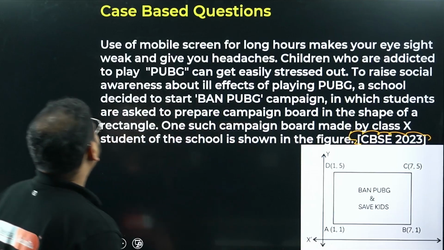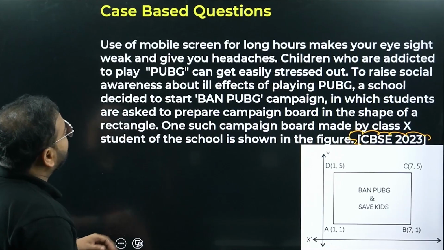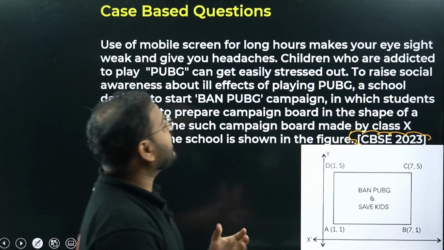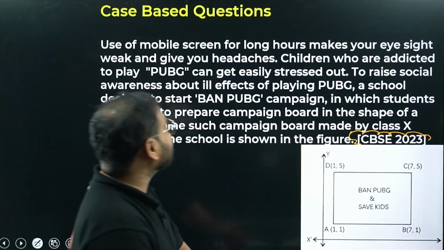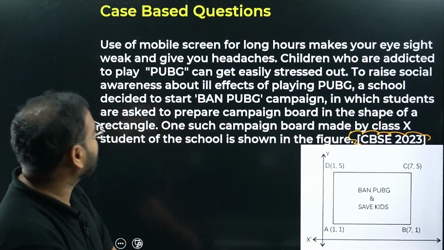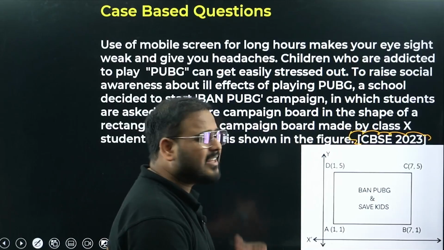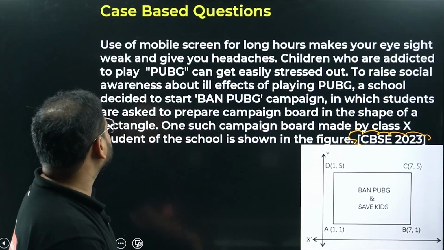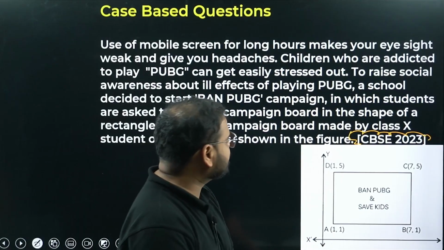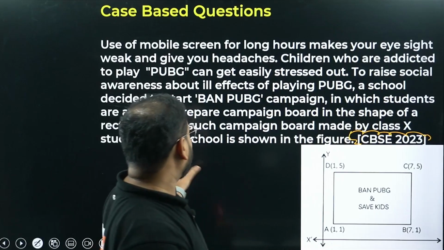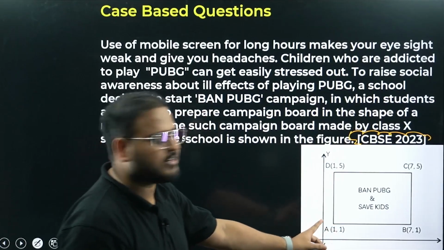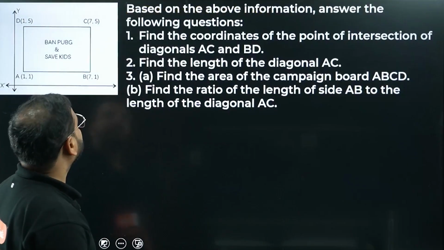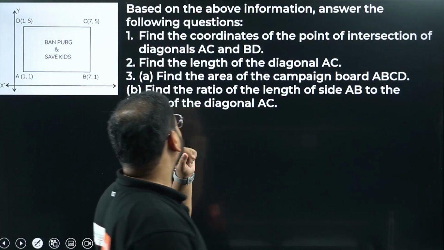The case study: use of mobile screen for long hours makes your eyesight weak and gives you headaches. Children who are addicted to play PUBG can get easily stressed out. To raise social awareness about the ill effects of playing any particular game, a school decided to start a campaign in which students are asked to prepare a campaign board in the shape of a rectangle. The campaign board is shown with the coordinates 1, 1, 7, 1, 7, 5 and 1, 5. Based on the above information, answer the following questions.